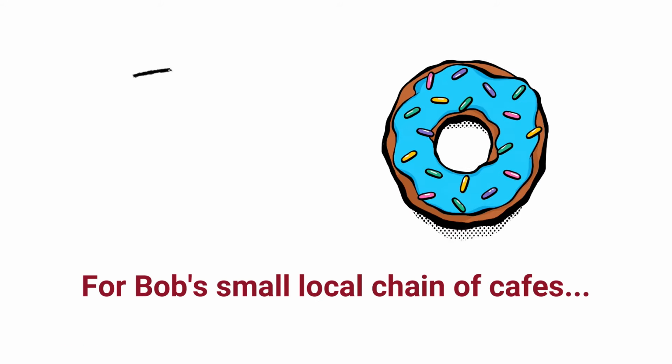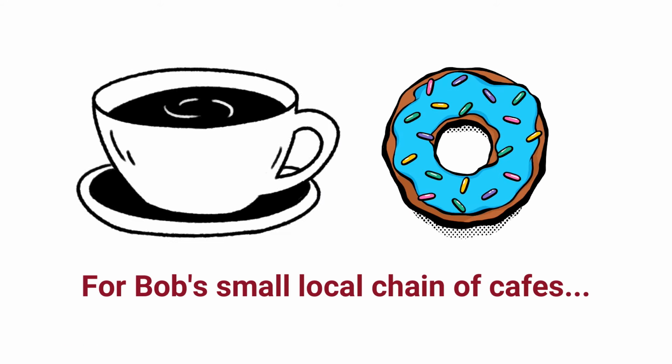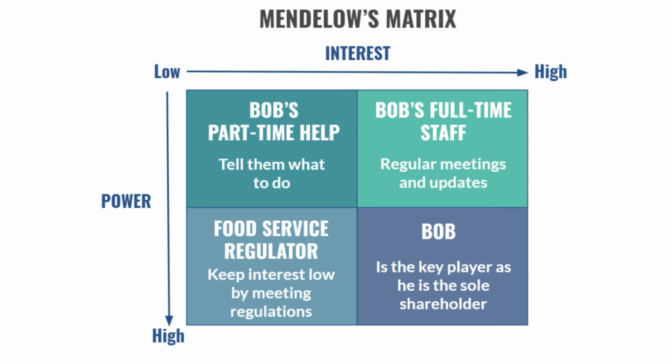So, for Bob's small local chain of cafes, the Mendelow's matrix should look like this. This matrix will help Bob to understand how he has to deal with different stakeholders. Why don't you try out and draw a matrix for your own business?